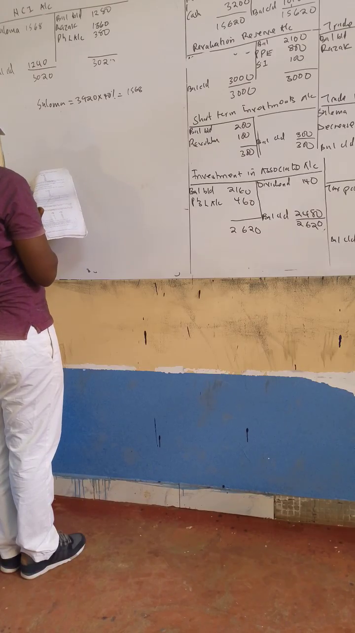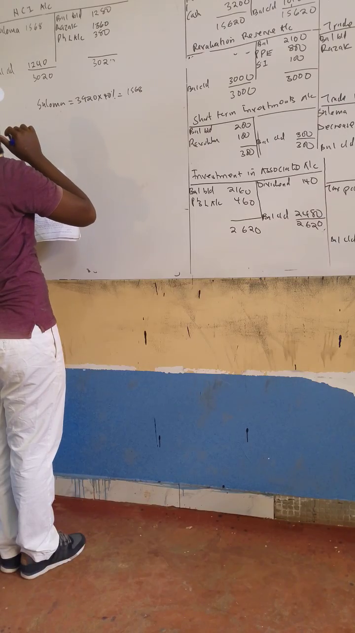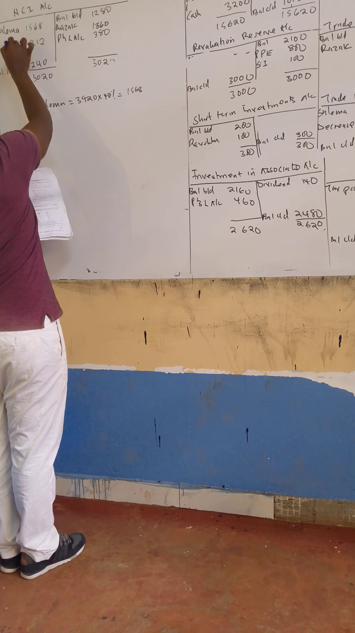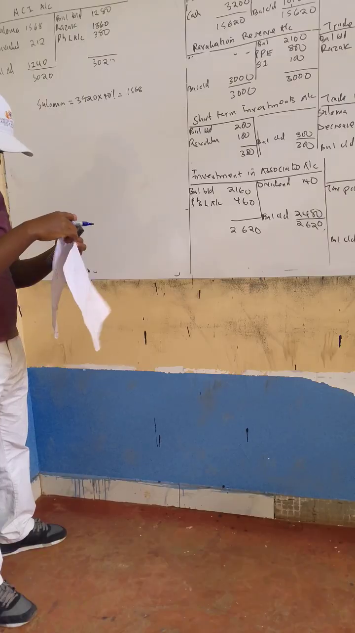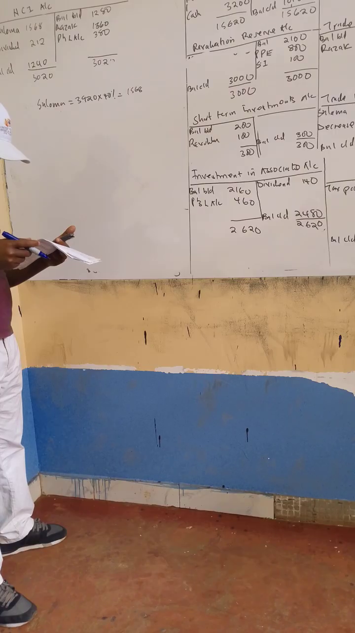So 3020. Let's find the dividend paid. Minus 1240 minus 1568, you get 212. So this dividend paid was the one that was attributable to the majority shareholders.